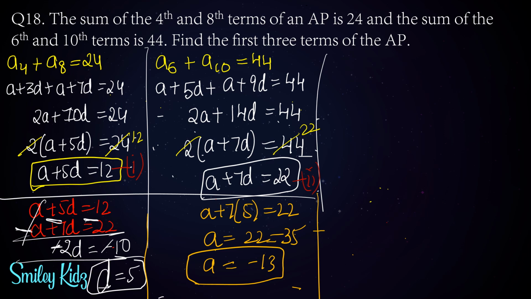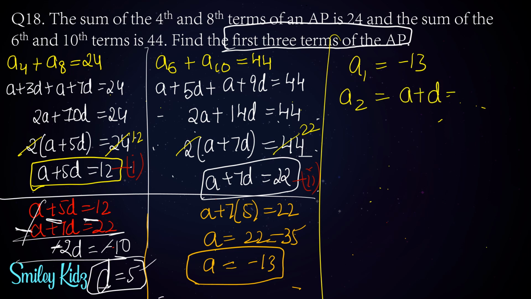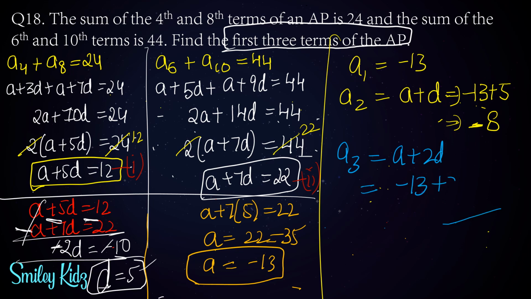Now we know the value of A, we know the value of D. What are we asked to find? We are asked to find the first 3 terms of the AP. That means, what is our first term, everyone? We already found our first term, which is minus 13. A2 will be equal to A plus D, which is minus 13 plus 5, which is minus 8. Yes, everyone? Then A3 is equal to A plus 2D, which is minus 13 plus 2 into 5. So this is minus 13 plus 10, which is minus 3.